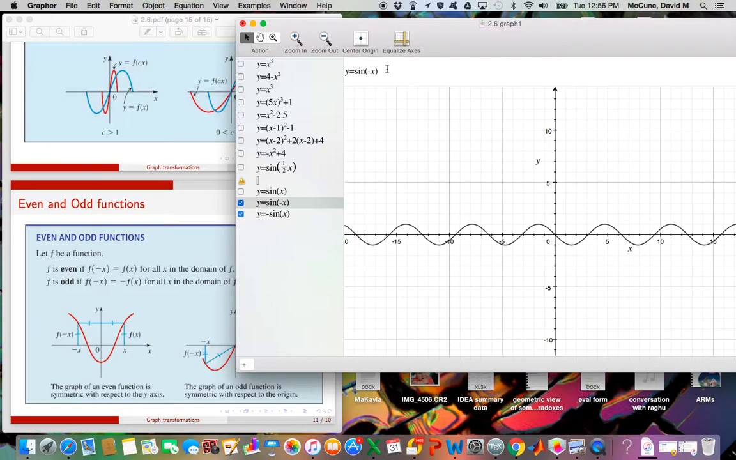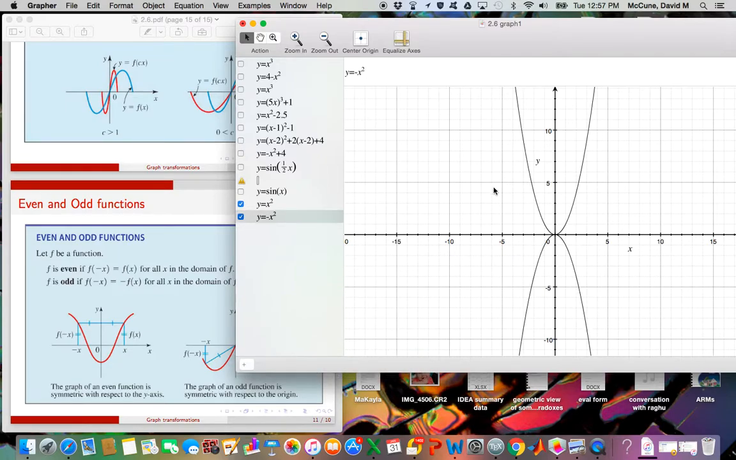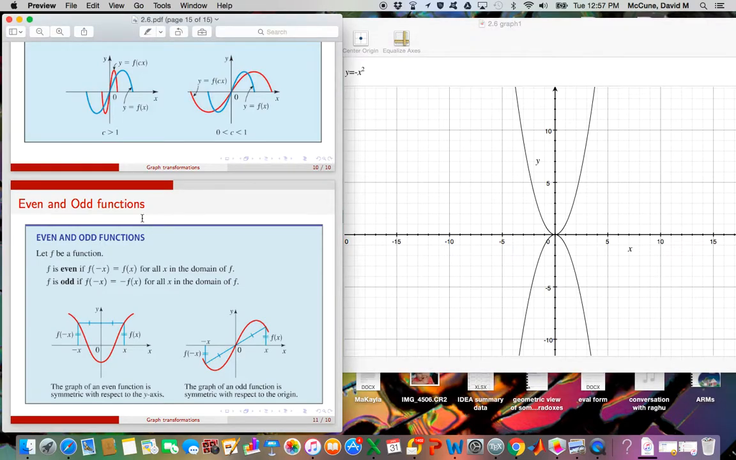Now, not all functions are odd, right? So here's an example of something that's not odd. y equals x squared. If you reflect x squared across the x-axis, you get that guy, right? Negative x squared. That's its reflection across the x. If you reflect it across the y, you just get itself. So x squared is even, not odd. So you can be even, you can be odd, and generally you can't be both.